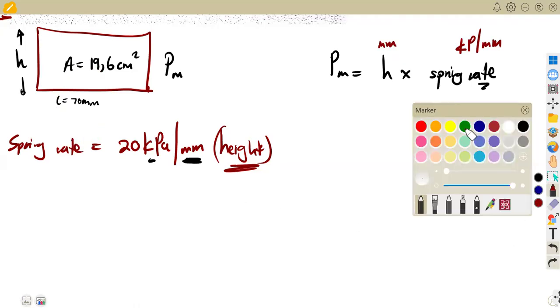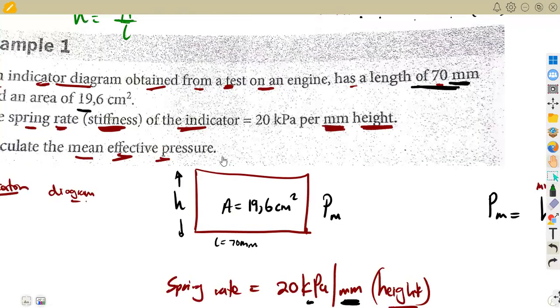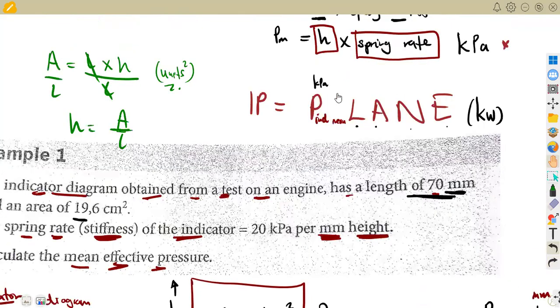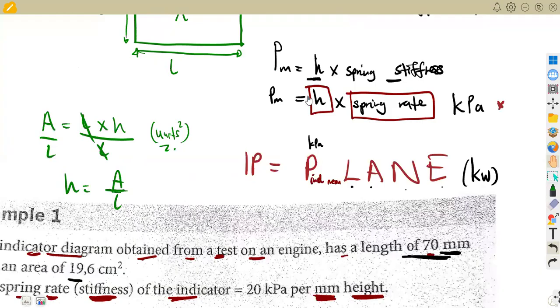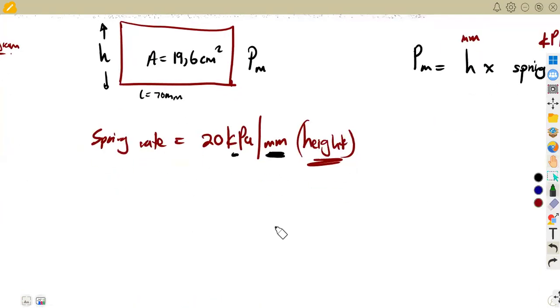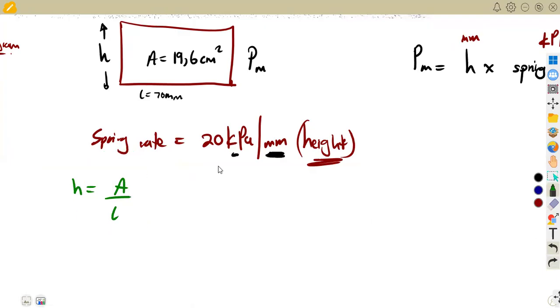So we must determine or have the height. Remember, from that information, I said the height is area over what? Length. Then we use it to calculate this height times what? Spring rate. So that's it. We need the height from the area. Height is equal to the area over the length. But take note, these two must be given in the same units.